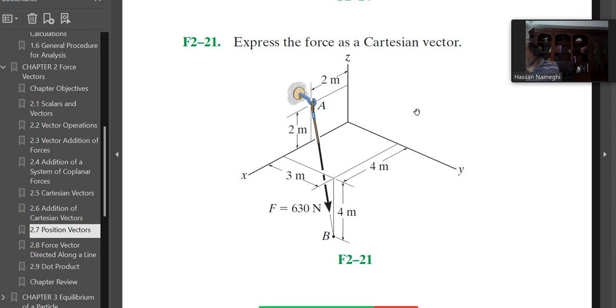We already found the position of the 2 points. The point A is at 2, 0, 2. The force is going to point B, and point B is 3, 4, negative 4. I already have that. And then the magnitude of the force is 630 Newton.